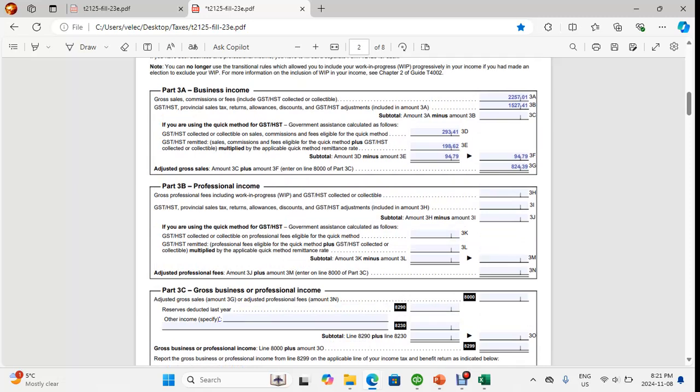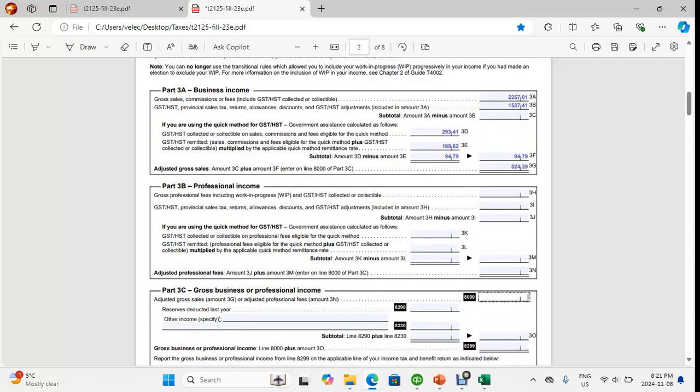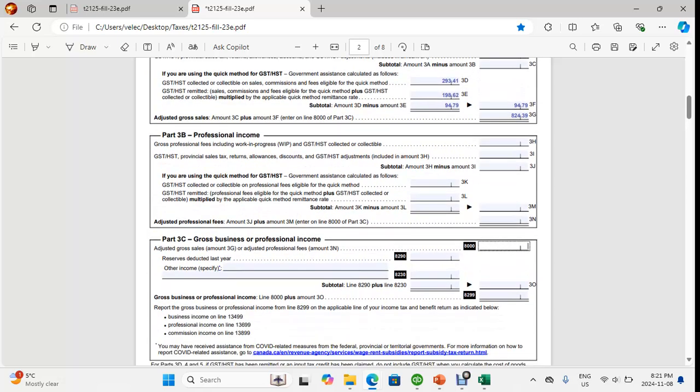3B is not applicable to your business. 3B is only applicable to businesses that provide services exclusively, such as an accountant, a doctor, a lawyer, and so on and so forth. Part 3C is what you will need to fill in next. For Part 3C, your adjusted gross sales or adjusted professional fees will be carried forward from box 3G, which is $824.39.